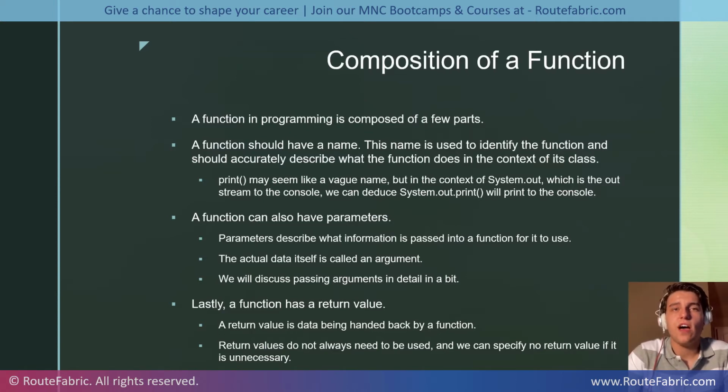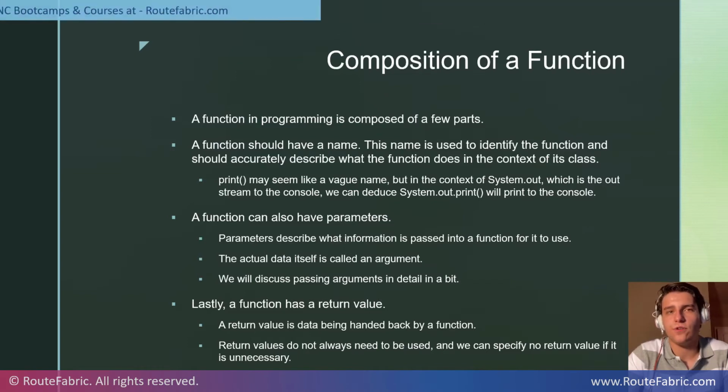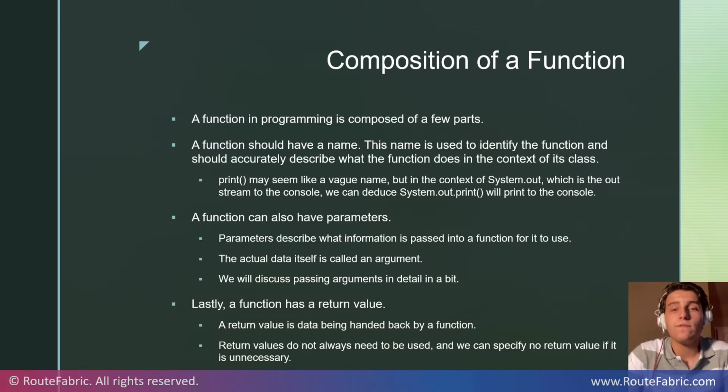Functions can also have parameters. Parameters describe what information is passed into a function for it to use. Whenever we call a function and we want to give it some information for that function to use, then we have to pass that in with a parameter. The actual data itself that you pass in is called an argument. This is just a semantic note, just so you know the terminology. And we will discuss passing arguments in detail in a bit once we get to functions in Java.